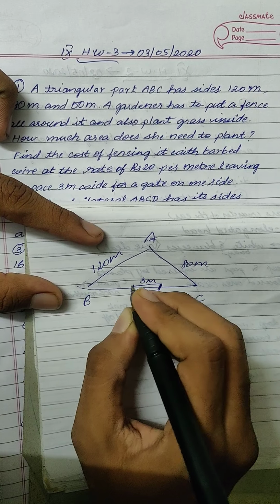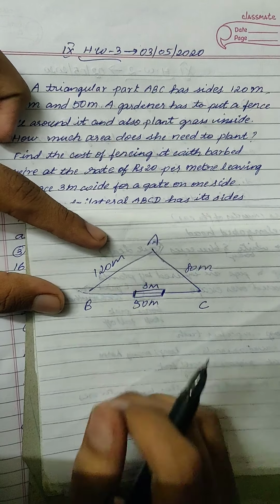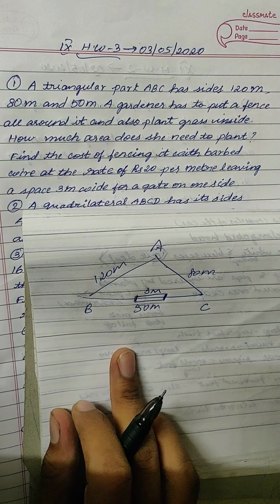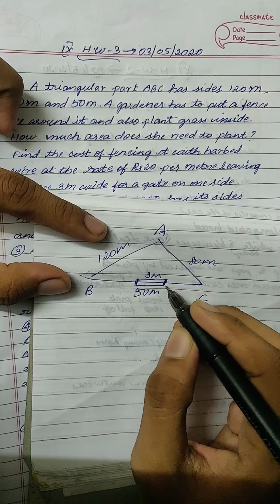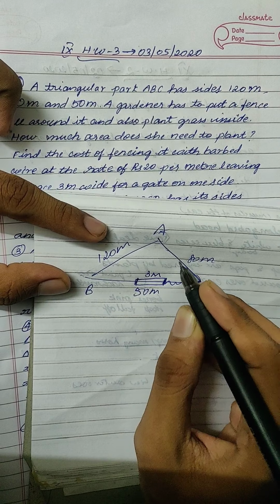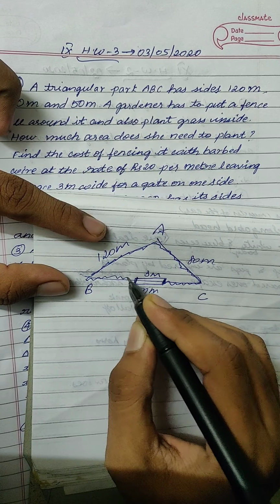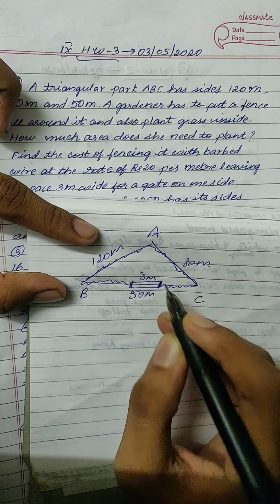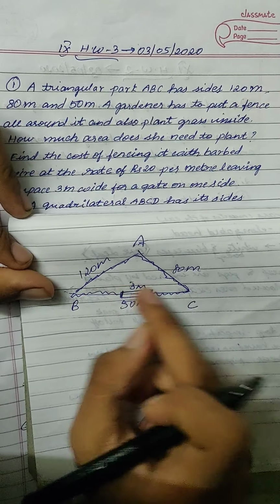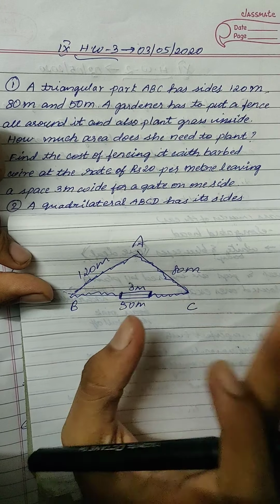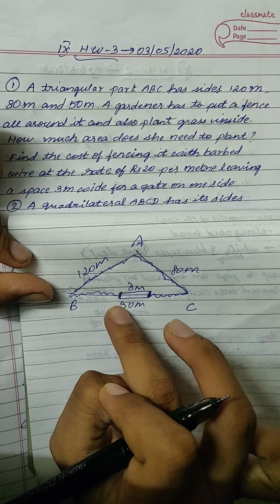You are going to have a gate, because if you fence it totally, then how will you get inside the field? Isn't it? So we need a gate to enter. Except the gate, all other parts are being fenced with barbed wire. The gate is of 3 meters. This gate is not going to affect the area. So for the area, you apply Heron's formula, having A as 120, B as 80 and C as 50.